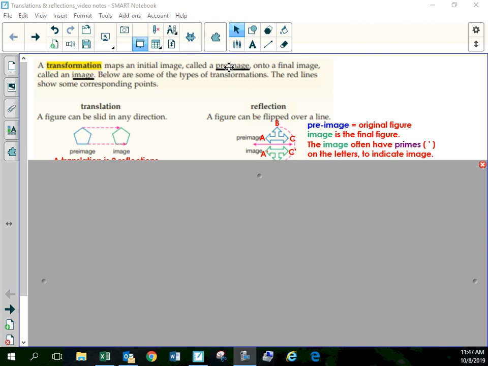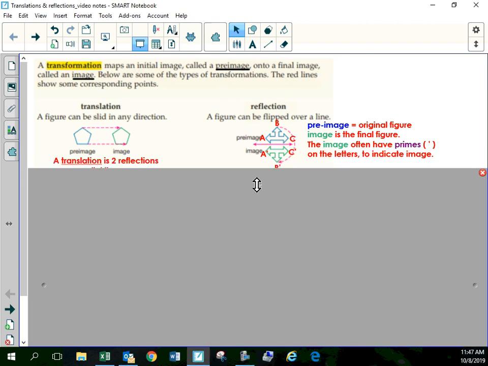Pre, just think, pre means before. So obviously it's going to be before the final image. This is the first one, this is the second one. Original, ending one. Below are some types of transformations. Like I said, I've only copied down the translations and reflections. We'll talk about the rotations and glide reflections in the next class.